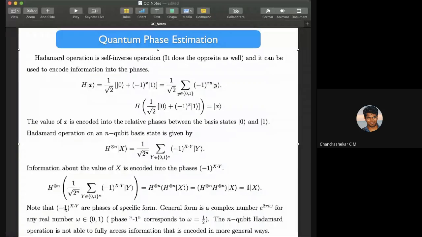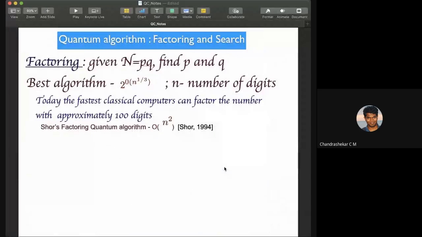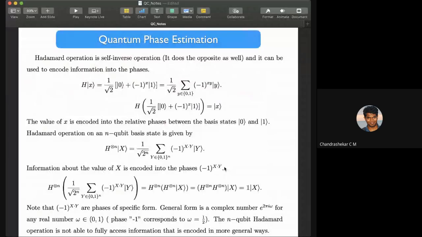And here, -1 to the power of x y is a phase of a specific form. A more general form of phase will be e to the power of 2 pi i omega, and those things can also be estimated using these approaches. Here we are only trying to estimate the -1 or +1 sign in a more general form, but in complicated algorithms, you can start constructing them and estimate them looking at this. So this is a simple way of looking at the phase estimation algorithm. Okay.